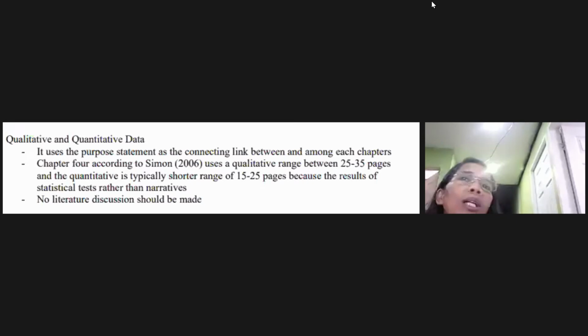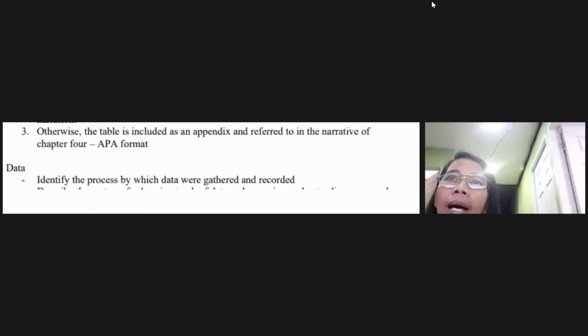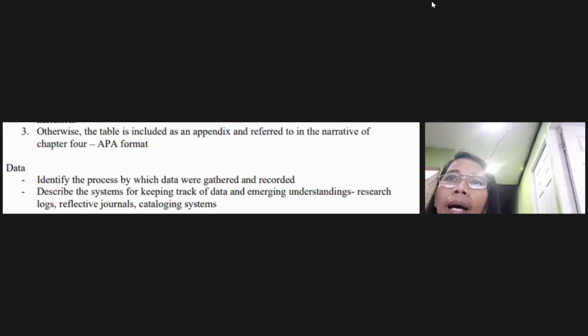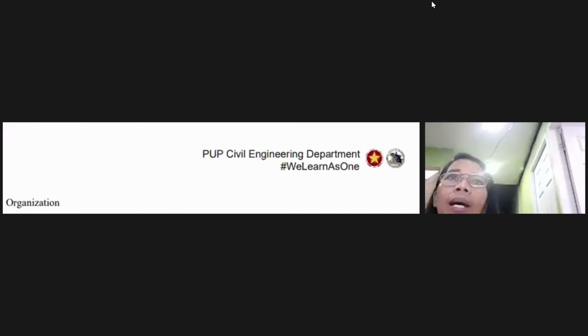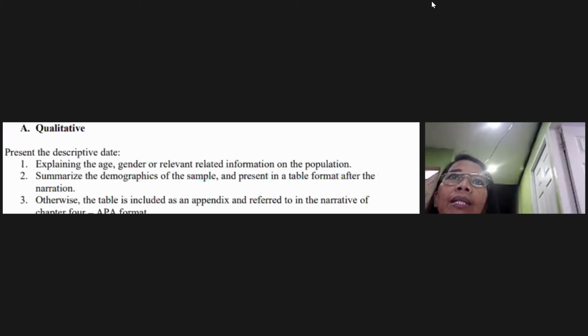So no literature discussion should be made. Wala na kasi i-discuss mo na ang literature sa chapter 2. No, yung diniscuss natin noong nakaraan na review of literature. Saka yung ating kinuha mula sa mga international na mga review natin. So meron tayong tinatawag na qualitative na presentation of data.